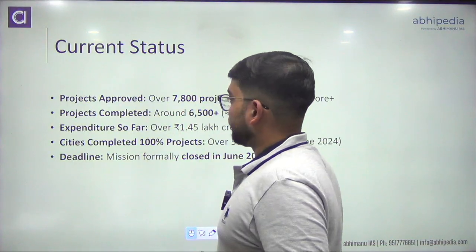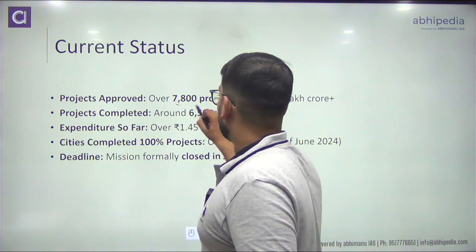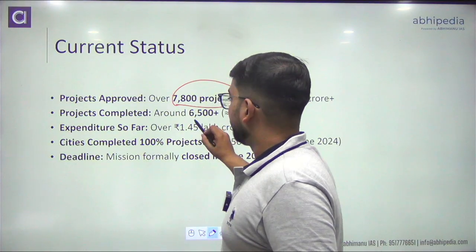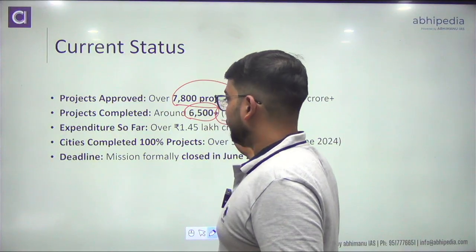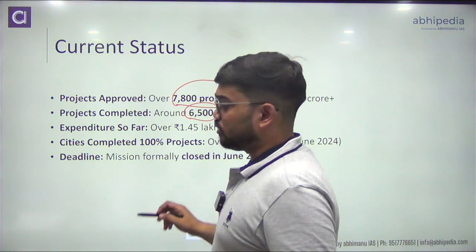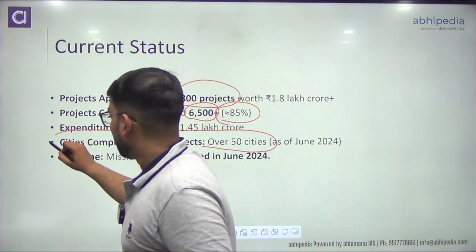Chaliye. What is its current status? How many projects have been approved till now? More than 7,800 projects have been approved, and how many have completed? 6,500. That makes 85% approximately. Also, do remember that over 50 cities have 100% completed projects.